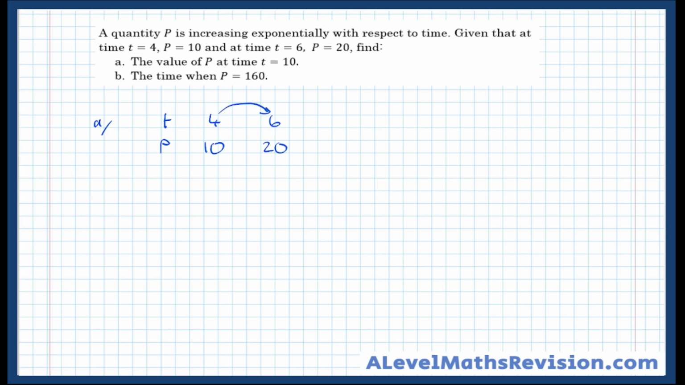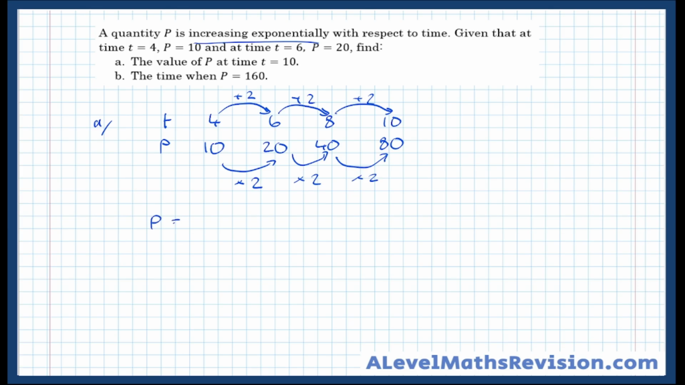Because we're told it's growing exponentially, we know that the law that when you add something to t, we times p by something applies. Again, we know that's true because we're told it's increasing exponentially, and this is a key feature of exponential growth. So the value of p at time t equals 10. Let's keep going. 6, 8, 10. So we add 2 twice. So we times by 2 twice. That becomes 40, and that becomes 80. So part A, the answer is p equals 80.